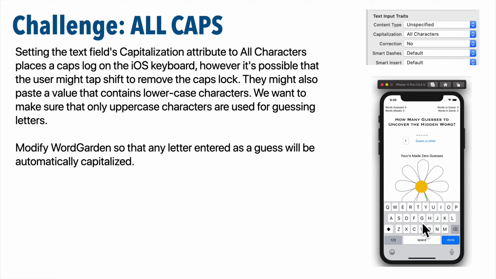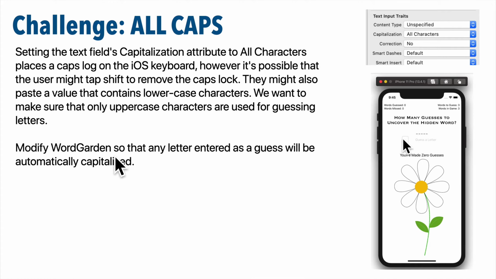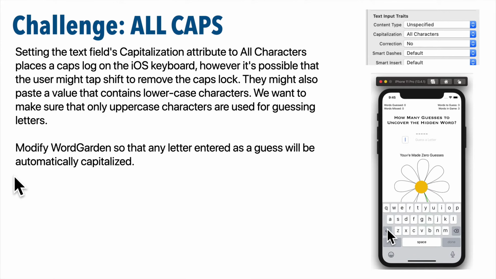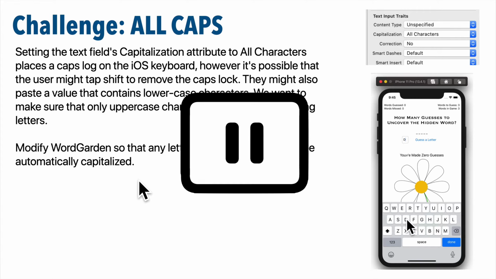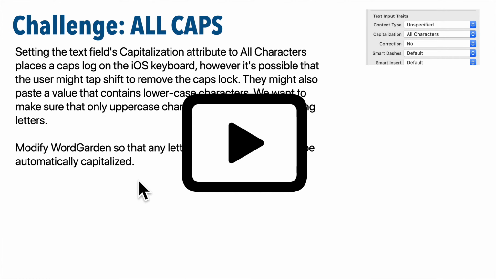But in an earlier video, you learned to deal with capitalization, so your challenge is to modify WordGarden so that any letter entered will be automatically converted to a capital letter. Feel free to refer to the earlier examples if you need them, but give this a try. So pause. Hopefully you can work this out, and let's resume and take a look at a solution.